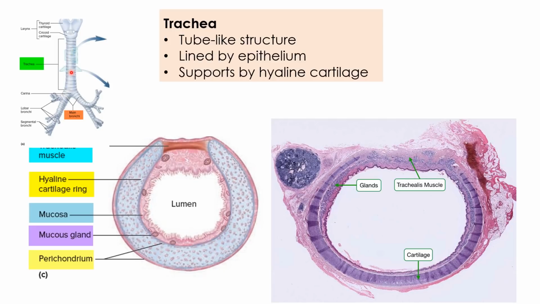The trachea is a tube-like structure. If we cut it and look from above like this, this is the diagram, and this is the histological picture. This is how the trachea looks. This part is the mucosa, lined by the epithelium, and this part is the hyaline cartilage that supports the trachea. The darker color here is the epithelium, and this one is the hyaline cartilage.